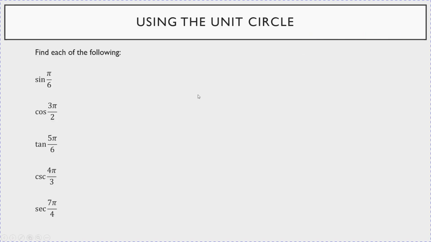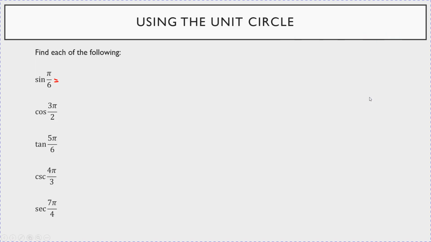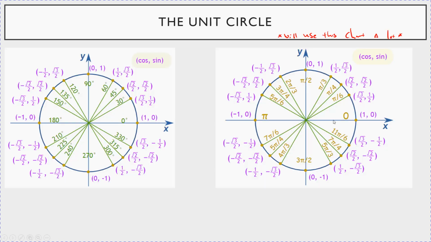All right, so let's talk about how you read each of these. Let's find each of the following. Sine of pi over 6. Of course I already did that. You can see it's right there, it's 1/2. Cosine of 3 pi over 2. So you're just going to keep going. There's 3 pi over 2. What is cosine of 3 pi over 2? It's the x coordinate right there, 0.